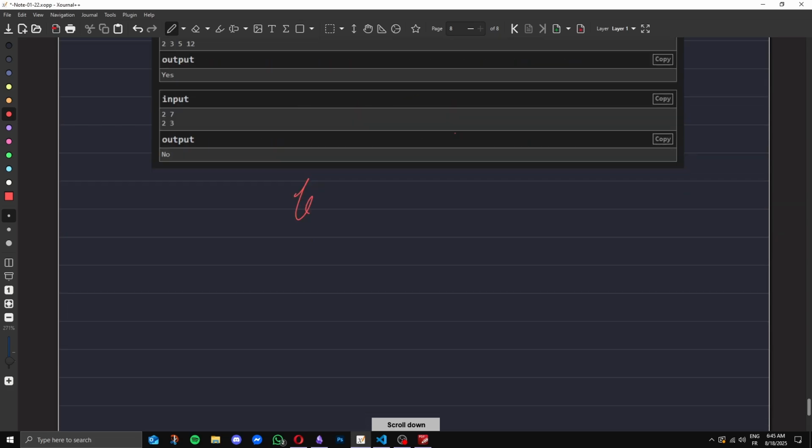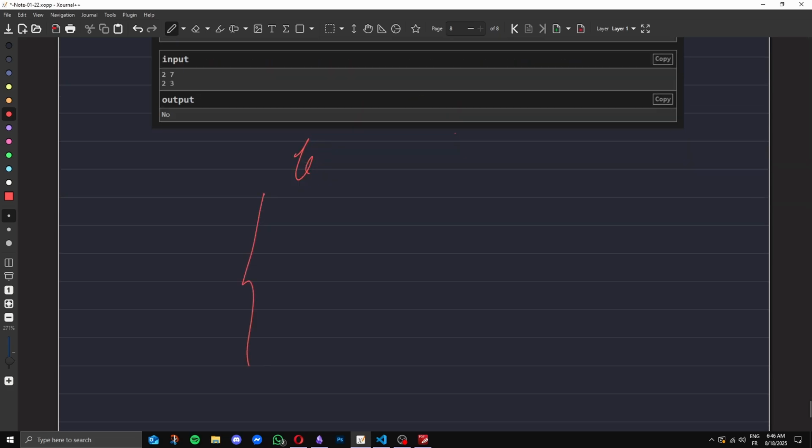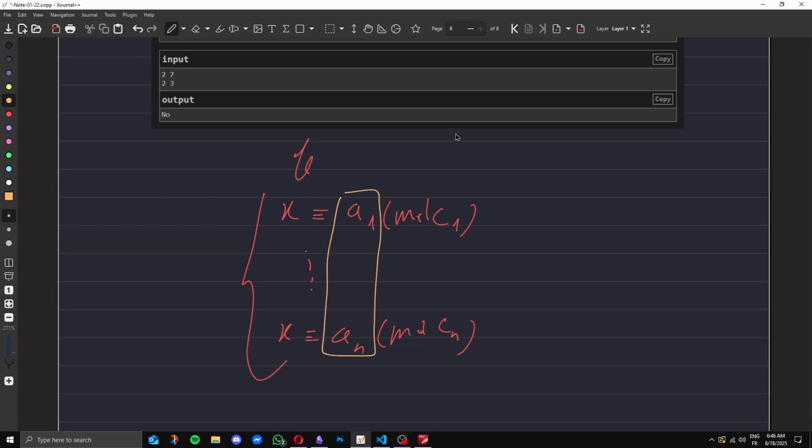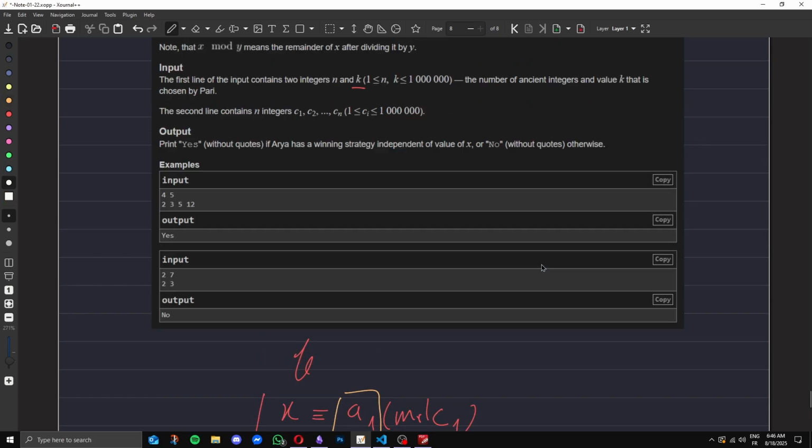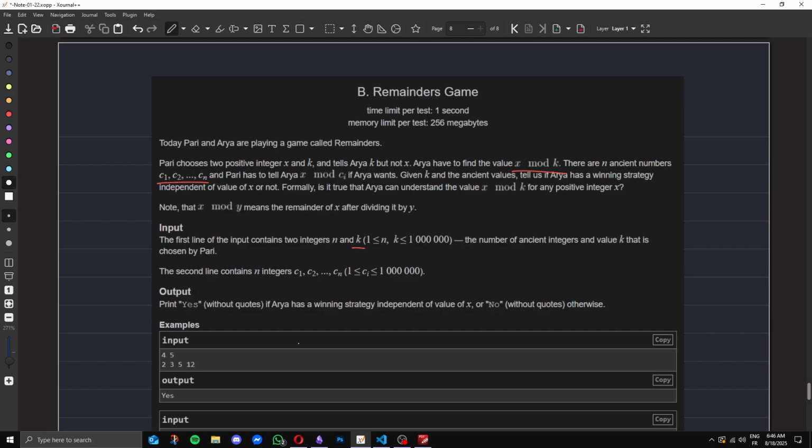So Arya also has access to another sequence, which is AI modulo CI. Okay, so this goes for AM. So she has access to these as well. All right, but we don't. We are only given k and the ancient values, these.